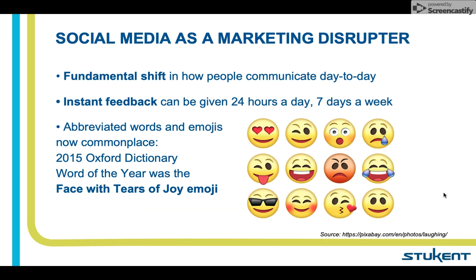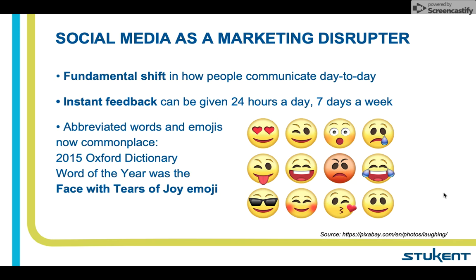So social media has become a marketing disruptor. There's this fundamental shift in how people are communicating day to day. People want instant feedback, which can be given 24 hours a day, 7 days a week. And that's how you would use social media, because you can constantly put stuff out there. People are constantly looking at it. So it's there instantly, essentially.